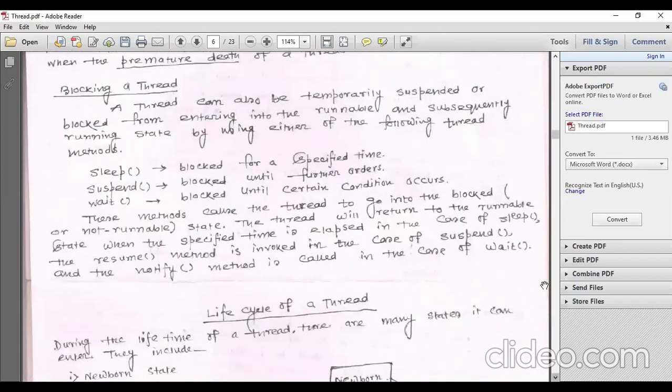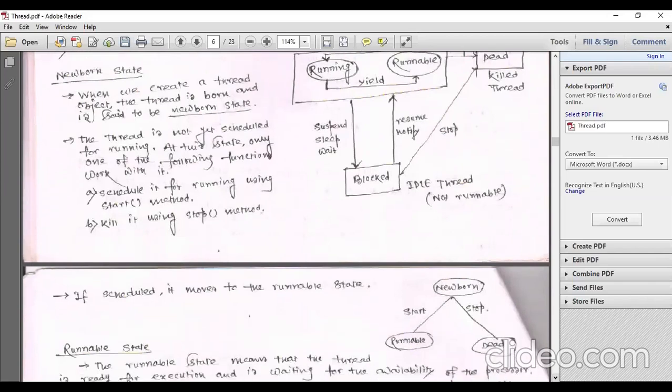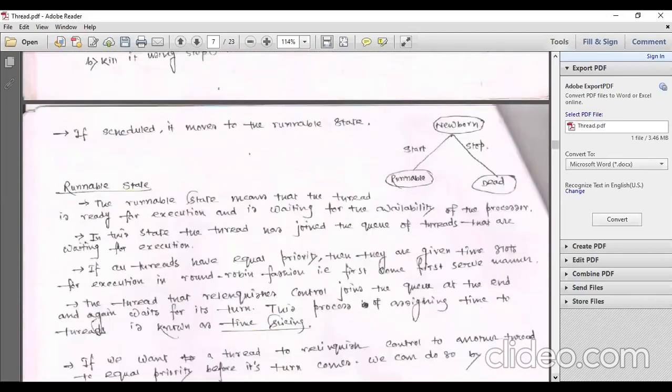Try to remember the pictorial representations. So it is in running state. When it calls the suspend method, it moves to the block state. And when it calls the resume method, from block state it moves to the runnable state, because directly it cannot get the processor. So it is not in the running state. It will move to the runnable state and wait for the processor. Fine. So this is one situation.